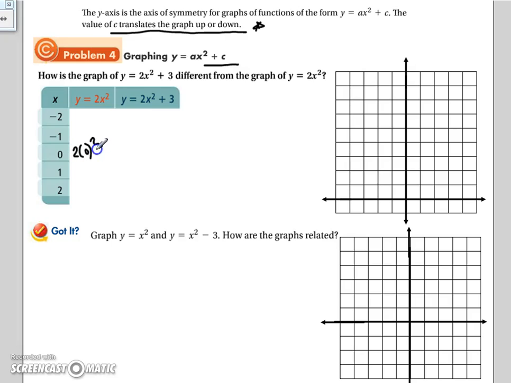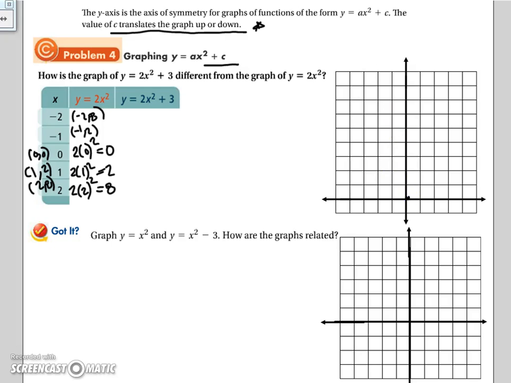So 0 squared is 0 times 2 is 0. 1 squared is 1 times 2 is 2. And then 2 squared is 4 times 2 is 8. And since we know that it's symmetrical, we can go back up to -1 and say -1 is 2, and -2 is 8. So our points, as you can see, are written there on the left side. So we'll go ahead and graph that one first.